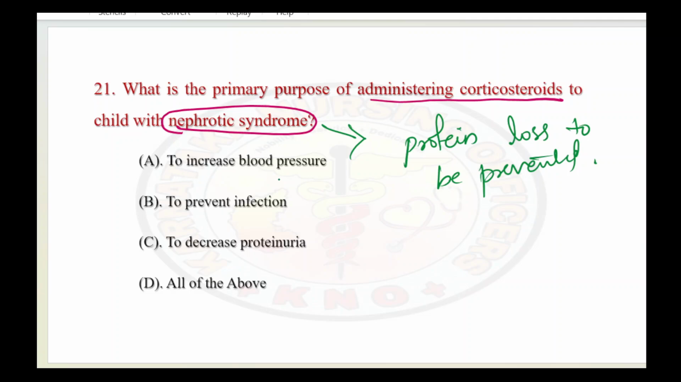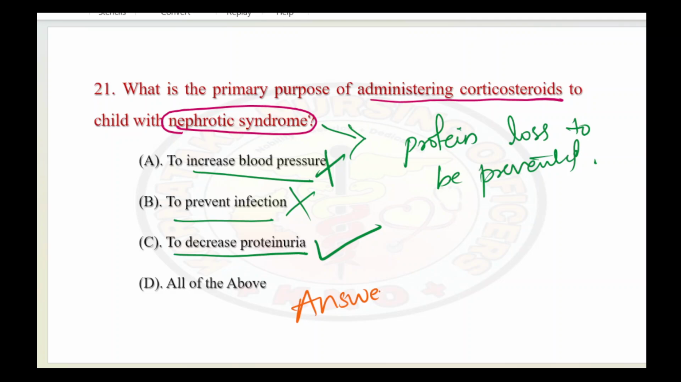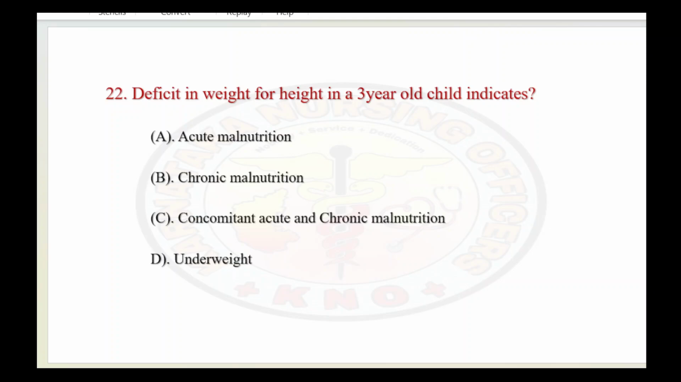Let's see the options. To increase BP. Already they will have high BP. Again, we need not increase BP here. To prevent infections, no, it is not because of that. To decrease proteinuria is the right answer. So the right answer is option C. So let's see the next question here.